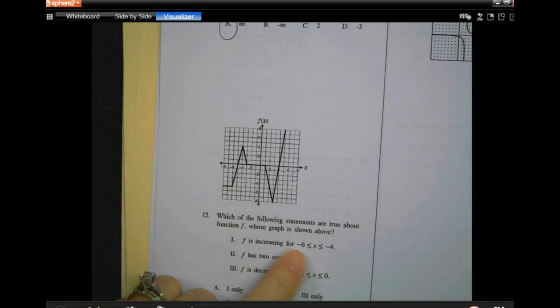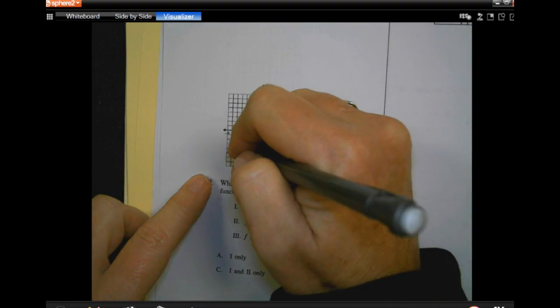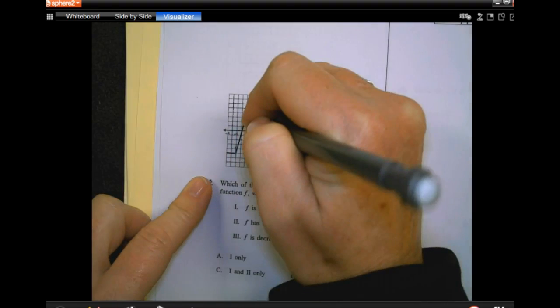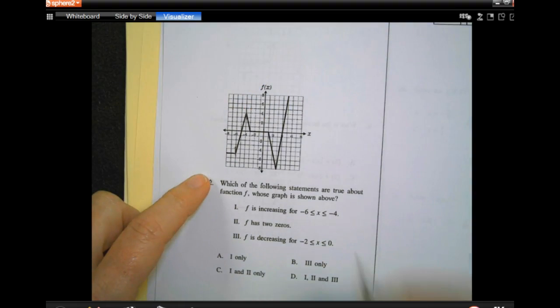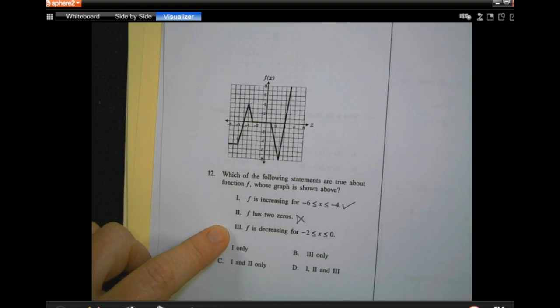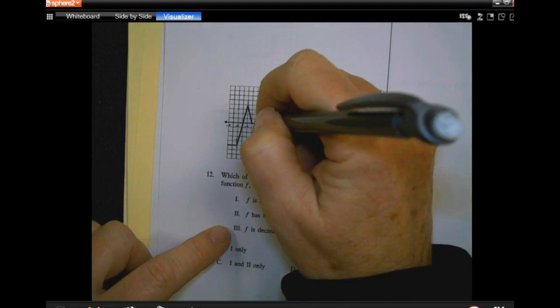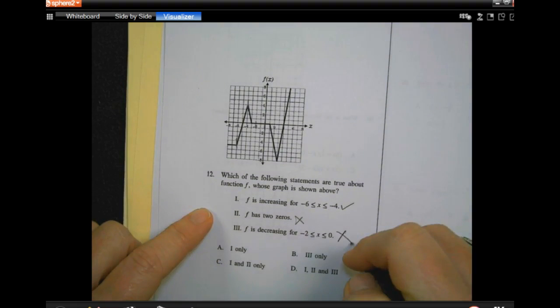Number 12. Which of the following statements are true? F is increasing from negative 6 to negative 4. So from negative 6, which is here, to negative 4, does that function increase? All right, so that's true. F has 2 zeros. Is that true or false? That is not true. F is decreasing from negative 2 to 0. Is that true? So it's this one only.